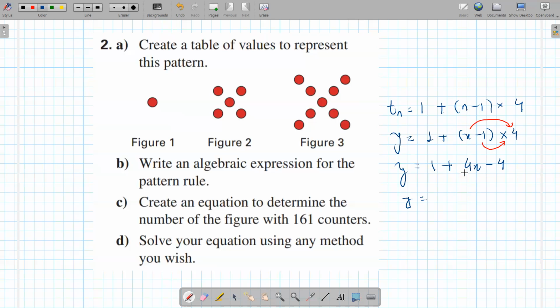Now let's clean this up. There's some like terms here. 1 plus minus 4. Yeah. Which is minus 3. And there we go. Okay, this is the right form, mx plus b, right? And what does the x represent? What does the y represent?